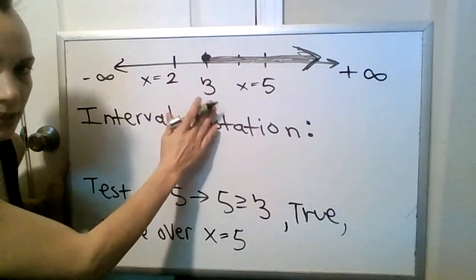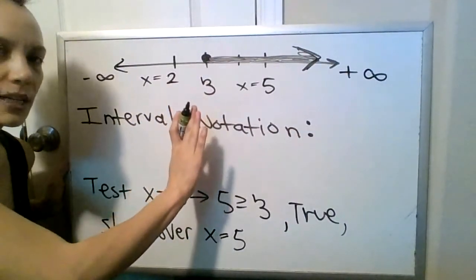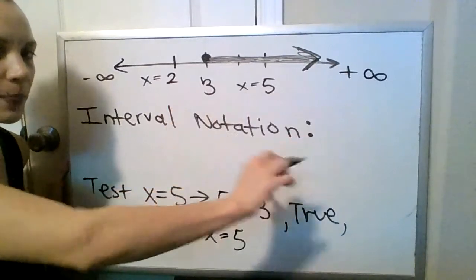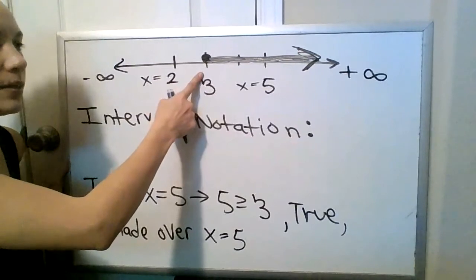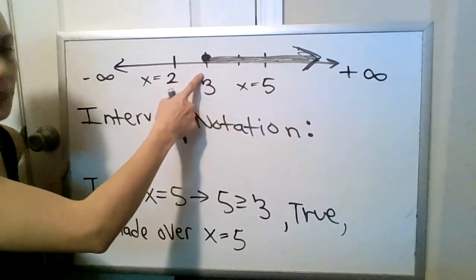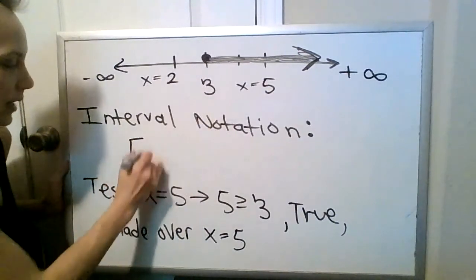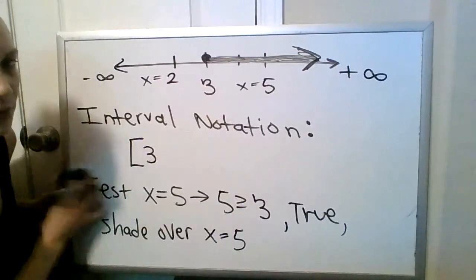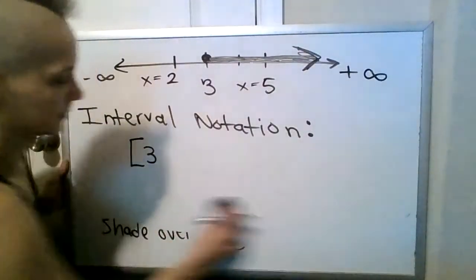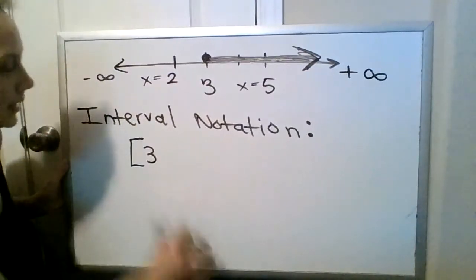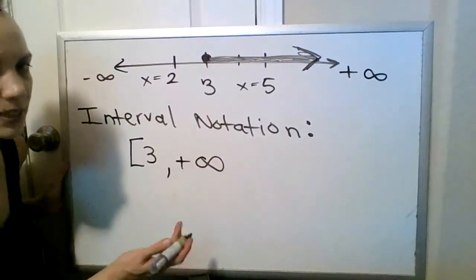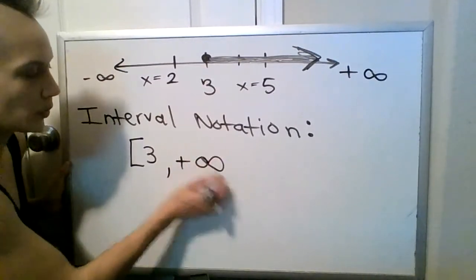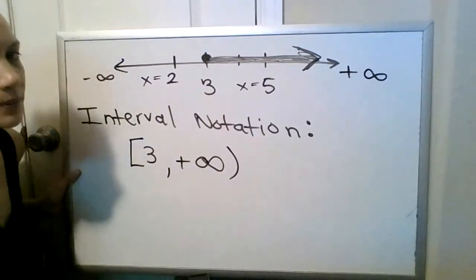So you start at 3, the smaller number, go to +infinity. You can include 3 since it has a solid dot, or since x can equal 3. So you put a square bracket to show that you have 3 in the set. And then you go over to +infinity, which can never be included. It's not really a number, so we're going to put a parenthesis around it.